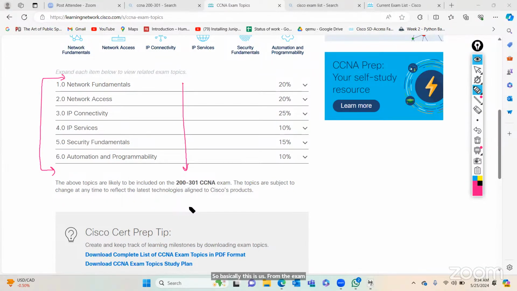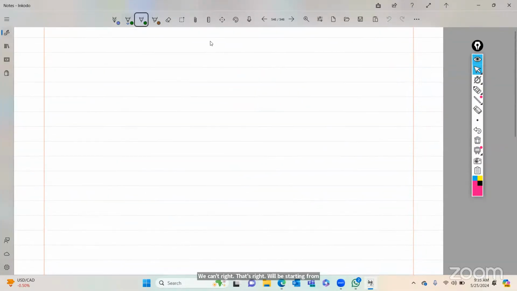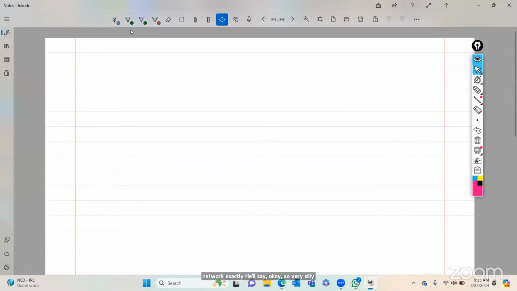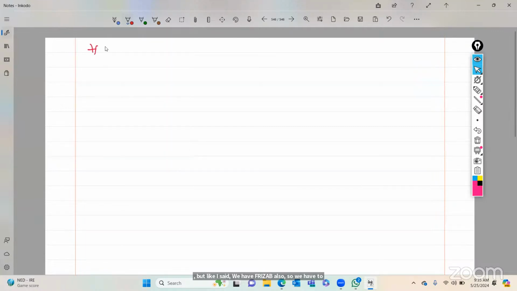They have to categorize it. They have to give you the exact percentage, but it doesn't mean you have to study it like this. We can't, right? So that's why we'll be starting from basics, from things like what is a network exactly. You'll say it's a very silly question, but like I said, we have freshers also, so we have to start from the very basics.